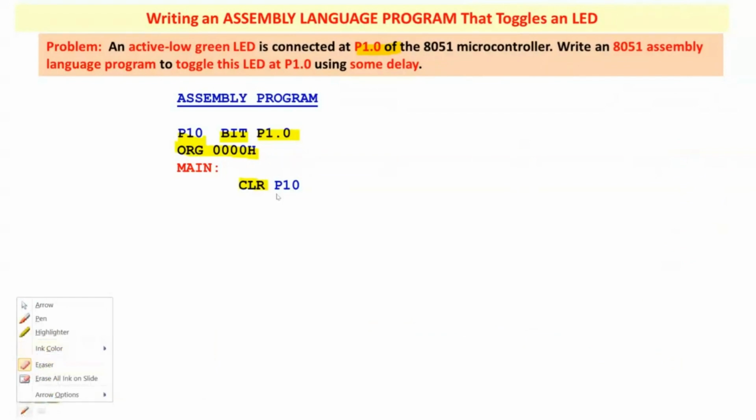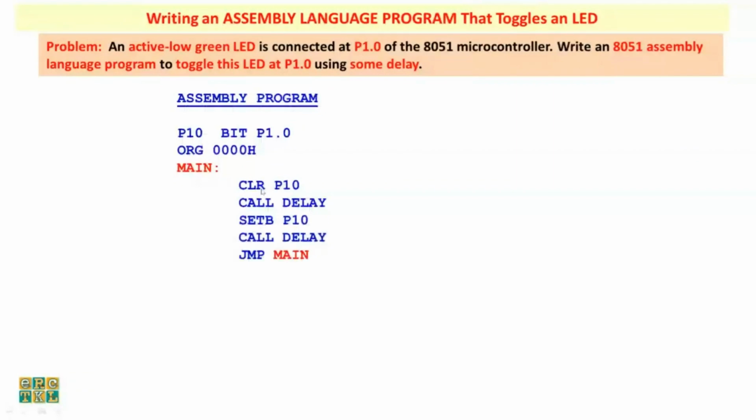But what will this do? This will make P10 equal to 0. And then what? Call delay. And then what's next? Tell me. Now, let's go ahead with the jump main. What do you think about jump? Do you have a problem? Maybe because we don't put letter U. What's the spelling of jump? J-U-M-P. Here, we only have 3 letters, J-M-P. And what will this do? It will go back here.